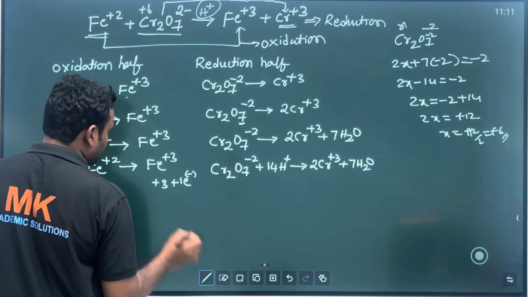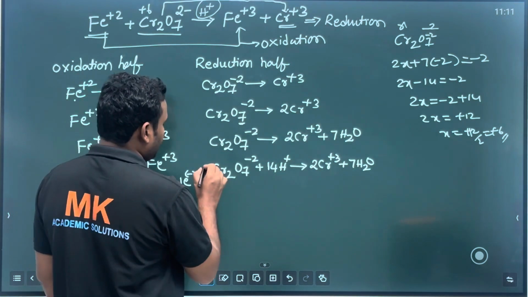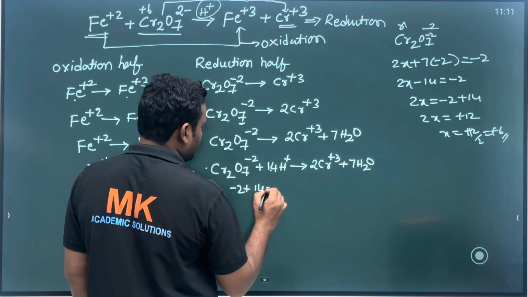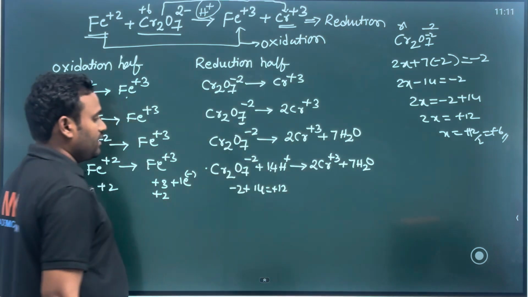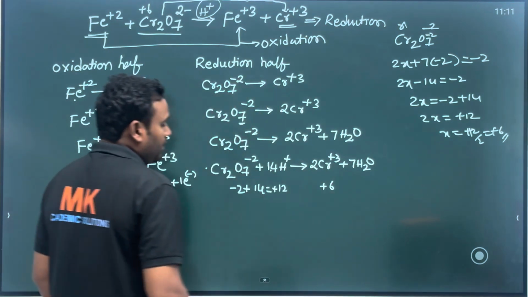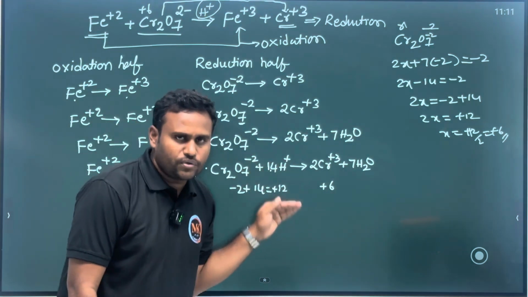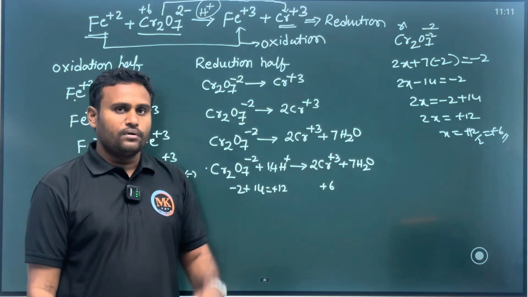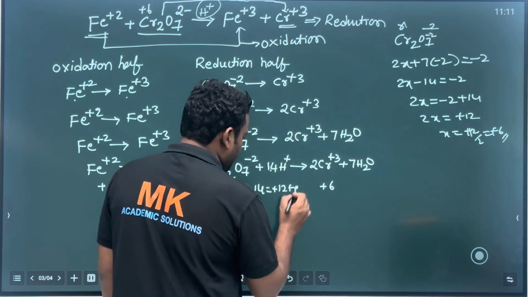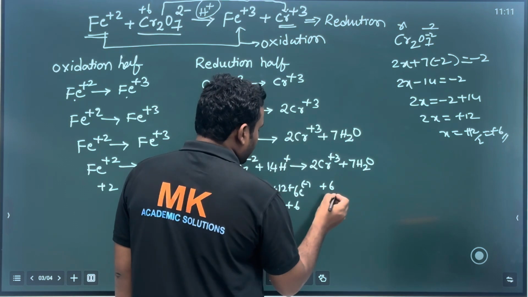Next, come to this side. Here 1 into minus 2 plus 14 into plus 1, that is plus 14, so the total is plus 12. So here what is the charge? Plus 12 is there, and here 2 threes are 6, so plus 6 is there. Which side has more positive charge? This side. We should decrease it up to plus 6. So what can I do? You add 6 electrons. So it will become plus 6, and plus 6 on this side too.